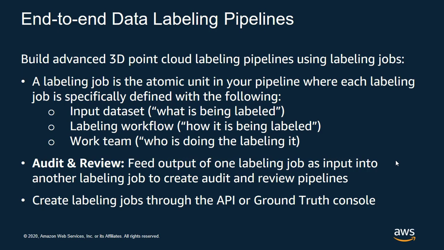And so to specify that, you can use the API to create your data labeling jobs. And you can also use the console, and the console provides nifty features to basically chain labeling jobs, etc. So you can create straightforward data labeling pipelines directly through the console itself.